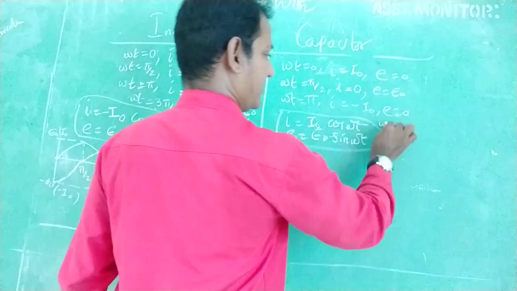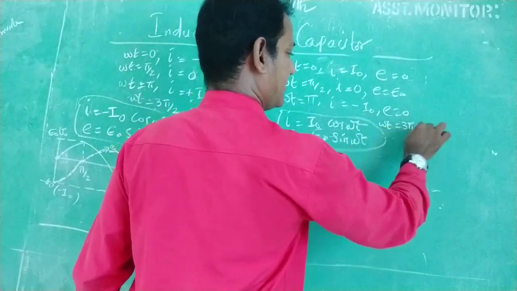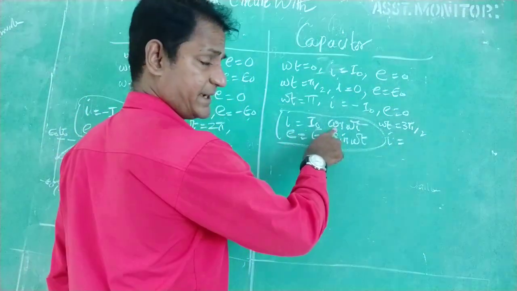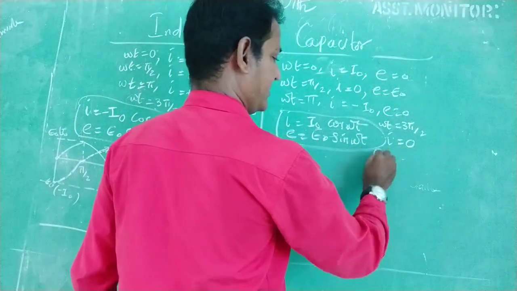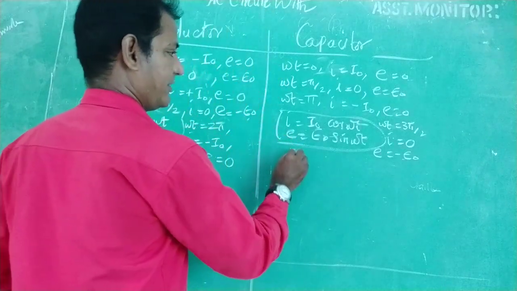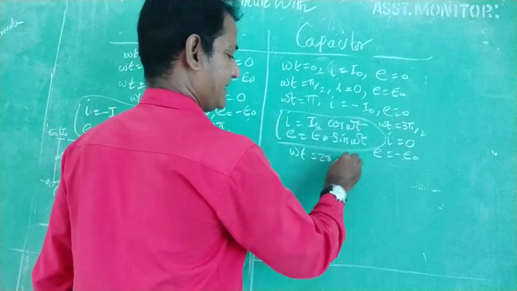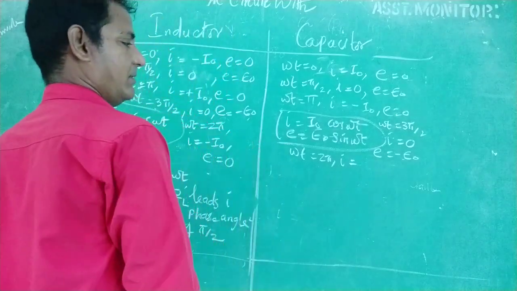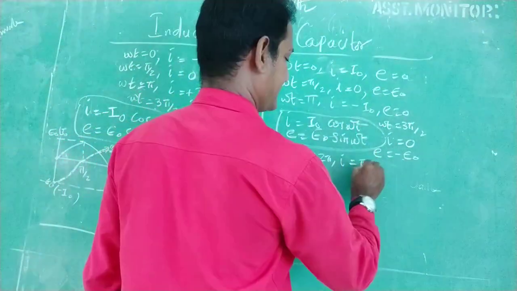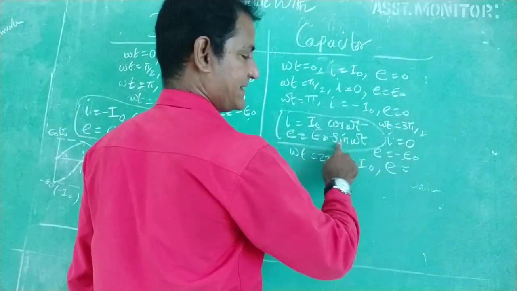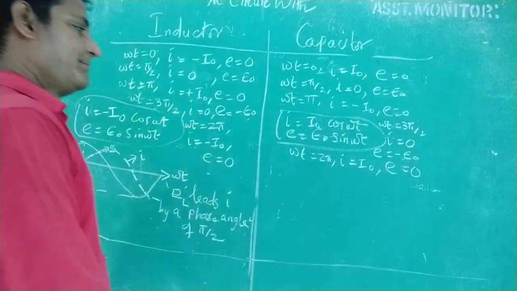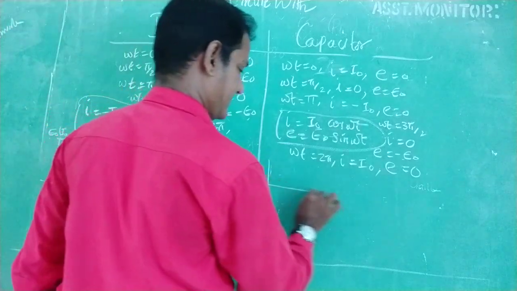When omega t is equal to 270, I is equal to, so cos 270 is 0, so everything becomes 0. E is equal to sin 270 is minus 1, so minus E naught. And when omega t is equal to 2 pi, that is 360, I is equal to, so cos 360 is 1, so it is plus I naught. Sin 360 is 0, it is 0. So starting and ending are same. Okay, now draw the graph.